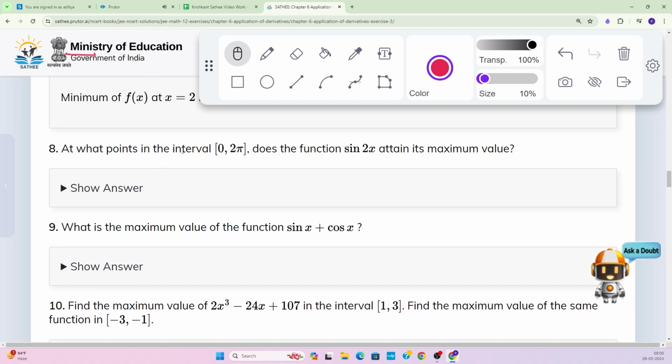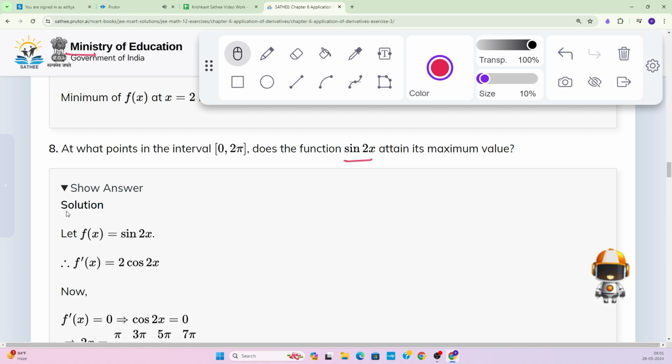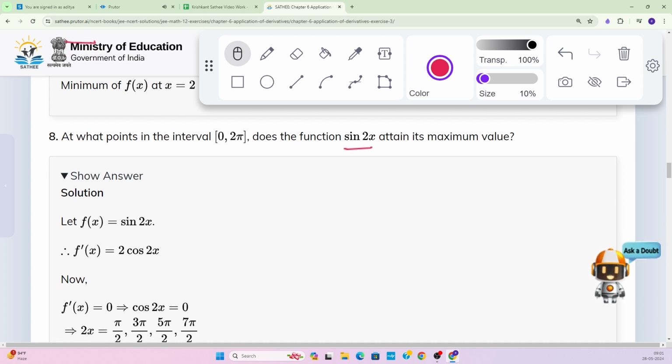Now at what points in the closed interval does the function attain its maximum value? So we want to know the maximum of this. Okay, so this means what? That we have to find this thing. This means finding the first derivative. You will get 2 cos 2x. Now put it equal to 0.